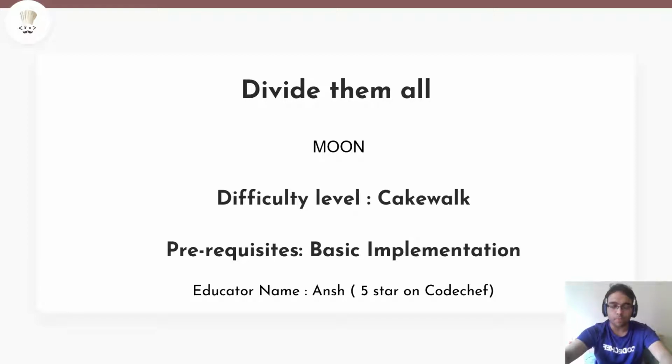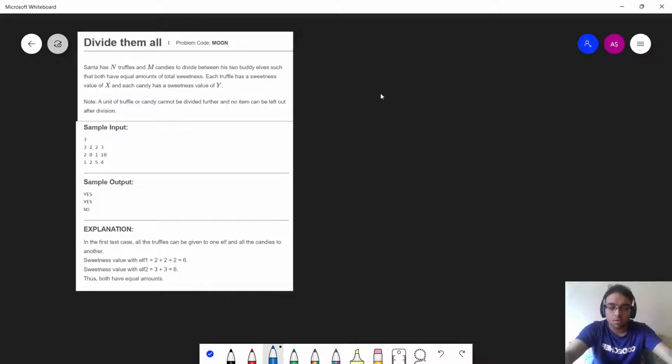Let's proceed to the problem statement. Okay, now let us try and understand the problem statement, Divide Them All. Santa has N truffles and M candies to divide between his two buddy elves such that they both have equal amounts of total sweetness. Each truffle has a sweetness value of X and each candy has a sweetness value of Y. Note, a unit of truffle or a candy cannot be divided further and no item can be left out after division.